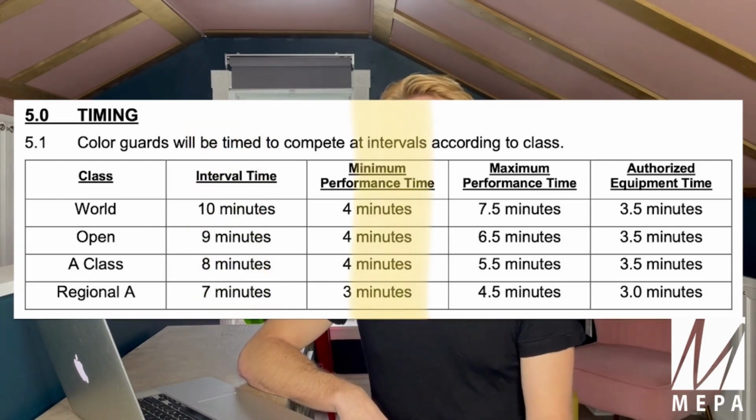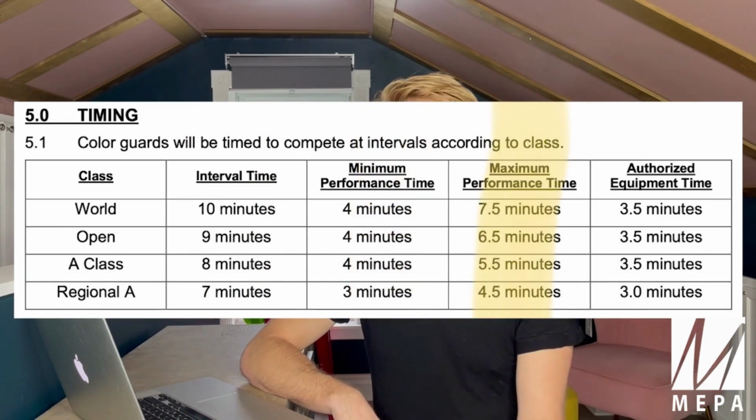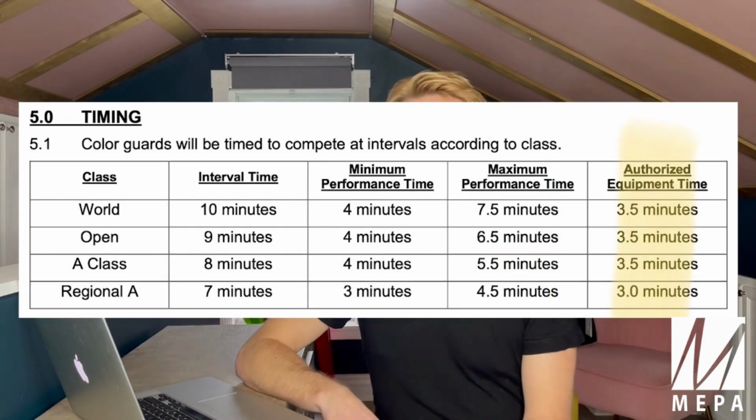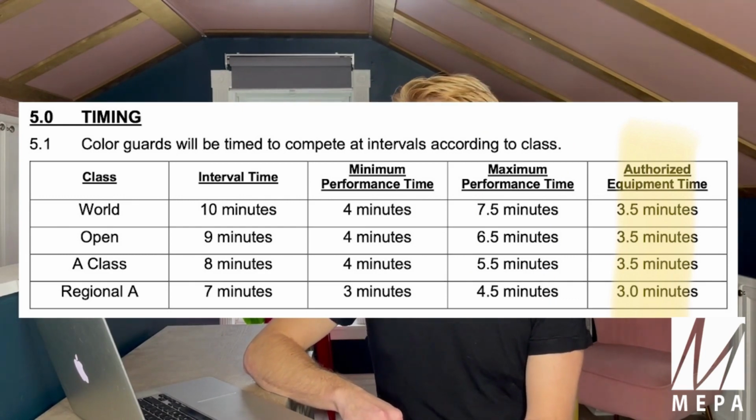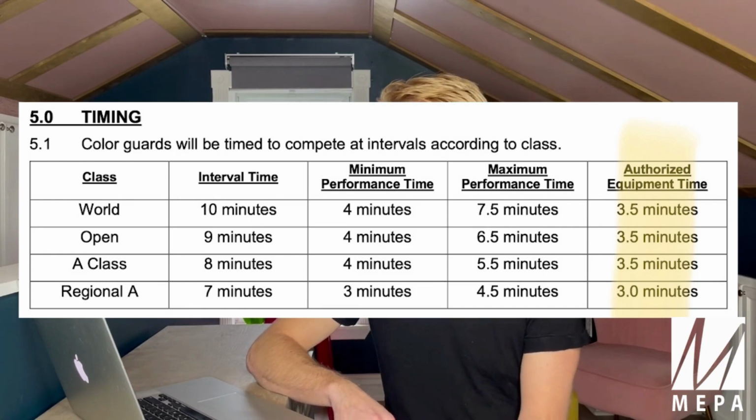Minimum performance time, this is from the time that your music starts or from the time that your performance starts until the last note of your show. Maximum performance time, same thing. This is the longest it can possibly be. Authorized equipment time is how long you're actually spinning in your show. And the list of authorized equipment and what is considered authorized equipment can be found in the rule book on both WGI and MEPA's website.